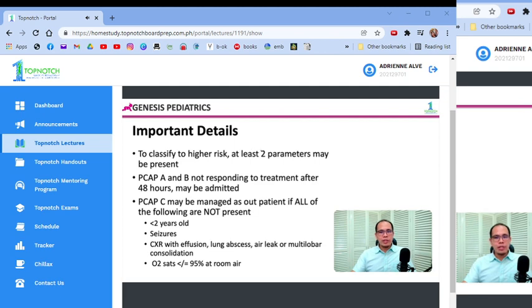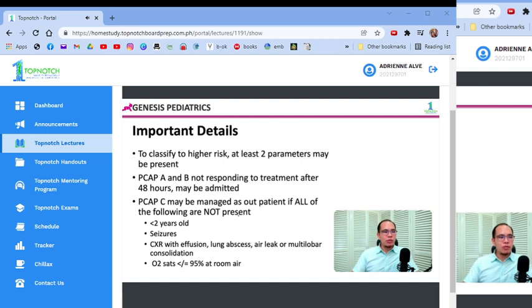So please remember these important nitty-gritty details that are written under that table. If you look at the guidelines, it says that to classify higher, you have to fulfill at least 2 parameters. Okay? It also says that after 48 hours, if your A and B is not responding to treatment, so after 2 days, you may admit the patient. And it also says PCAP C may actually be managed as outpatient if all are present. Okay, sorry, if all are not present.